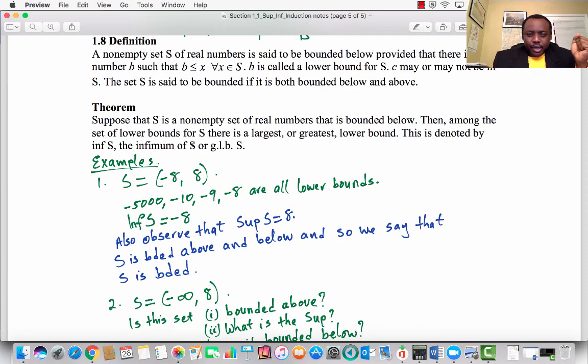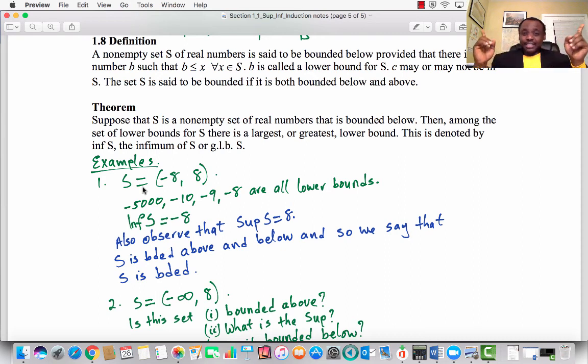Okay, skip the theorem. Let's look at this. Let's take S to be the set that is open at -8. You can see that this set is bounded above. 500 is an upper bound for this set. This set is bounded below. -5,000 is a lower bound for this set. So S is said to be bounded.